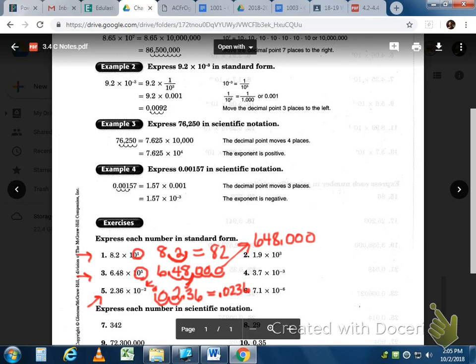Okay, what questions do you have about writing that out in standard form? Does it seem pretty basic? If it's a positive exponent, you move the decimal to the right. If it's a negative exponent, you move the decimal to the left. Questions? All right, we are going to go right up to example 3 now. Now you're going to write scientific notation. 76,250. You've got to do the reverse.